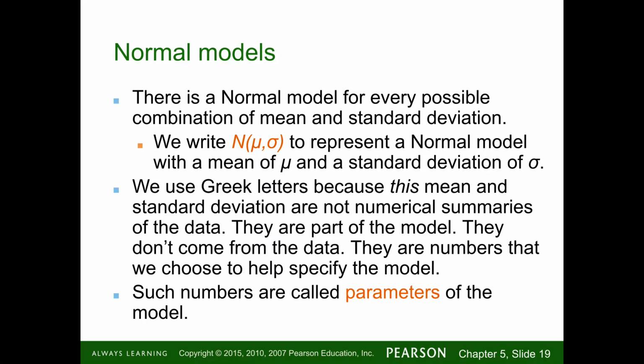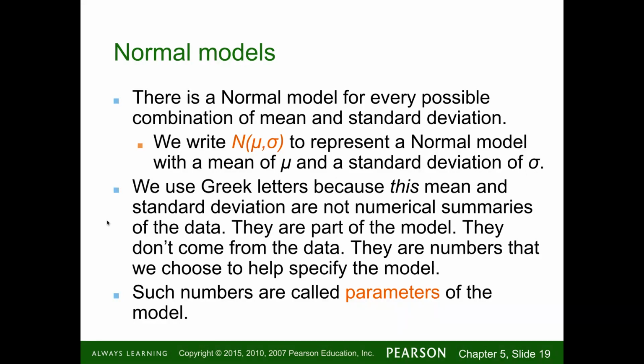We write N of mu, comma, lowercase sigma, to represent the normal model. So this is mu, which is going to be the mean, and this is the Greek letter sigma, which is like S, and that represents the standard deviation in a population, and we'll talk about that. To represent the normal model, the mean mu and the standard deviation sigma.